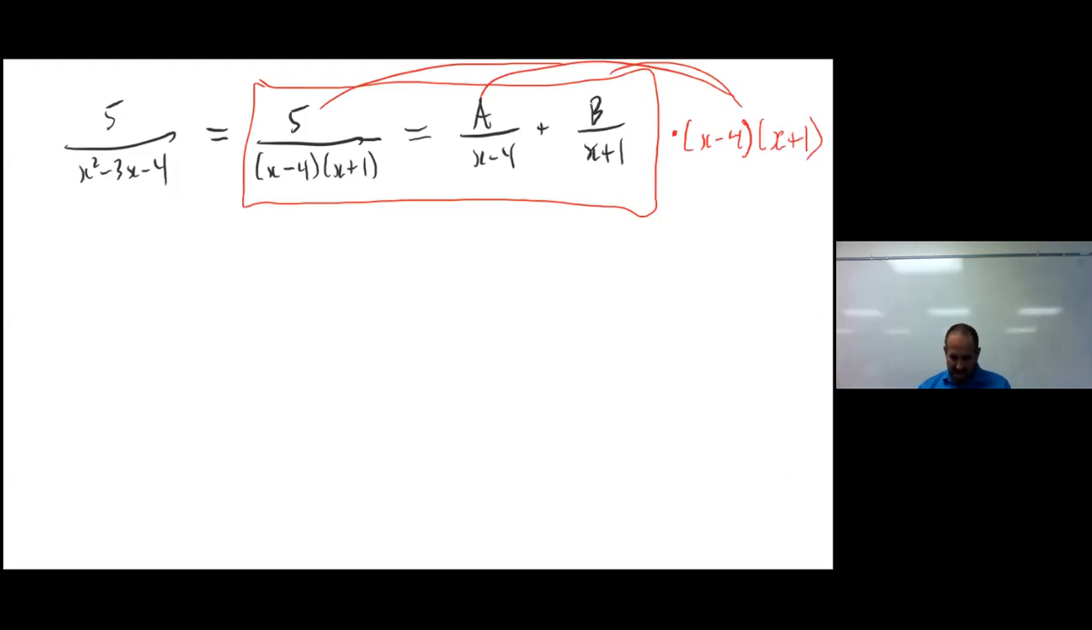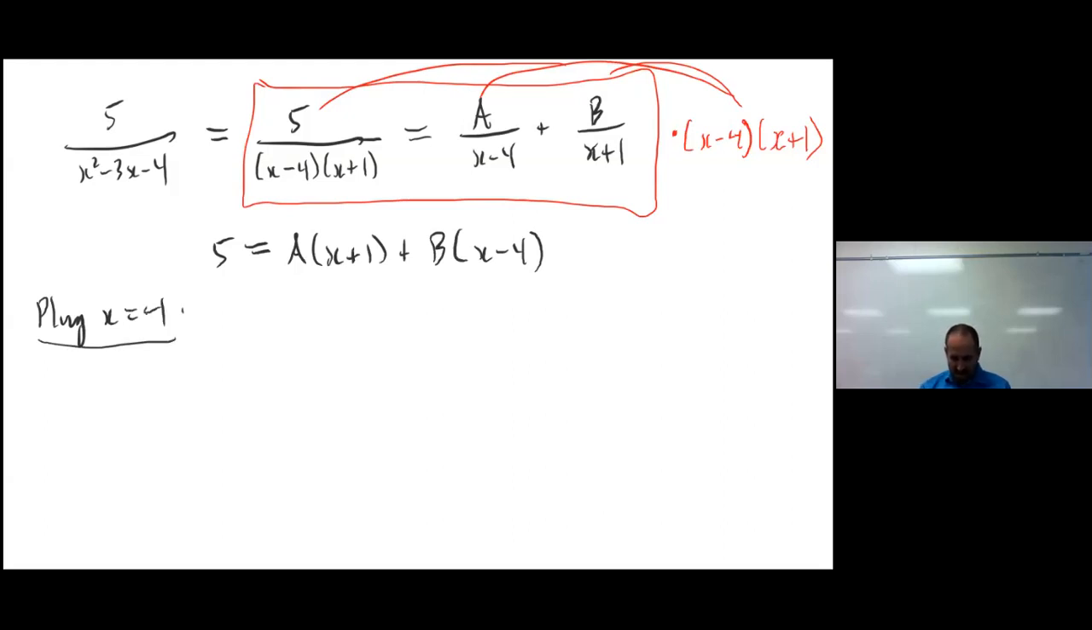And I ended up with 5 equaling A times x plus 1 plus b times x minus 4. And the first thing that we did to solve this, right? So again, the goal is to figure out what A and b are. The first thing we did is we plugged in x equal to, what was it, minus 1?